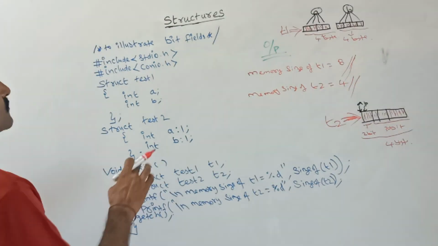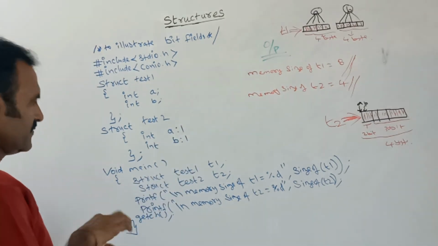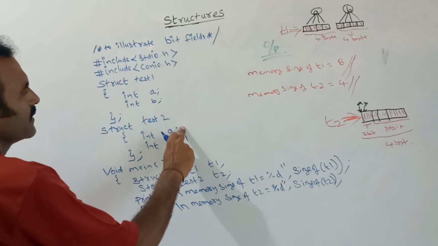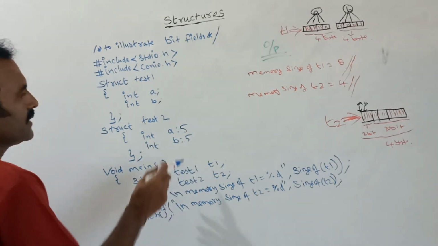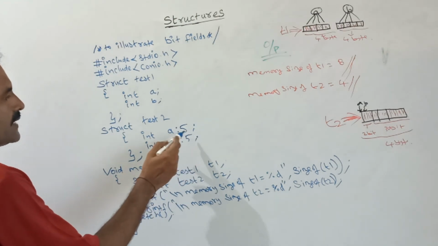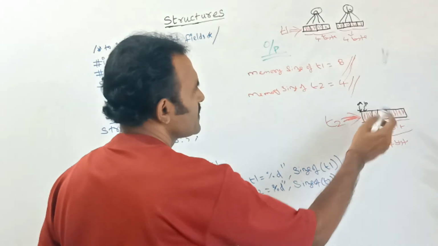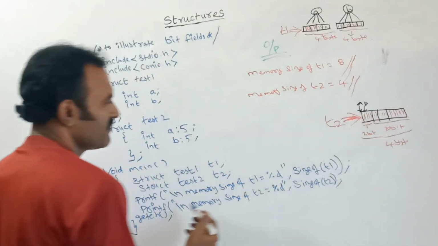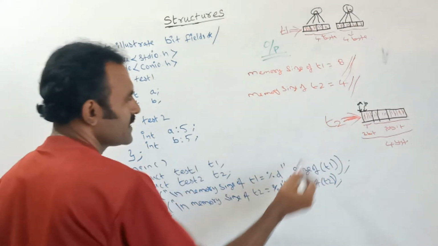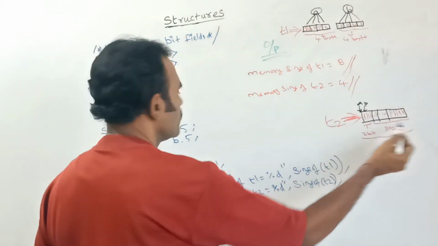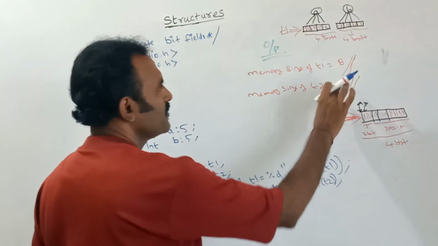See, suppose, let us assume like this, if you are giving A of 5, B of 5, then totally 10 bits. For A 5 bits, for B also 5 bits. Totally 10 bits were allocated. Then if you are finding the size of this T2, the result will be how much? Out of 32 bits, only 10 bits are allocated. So the result will be 4 only.